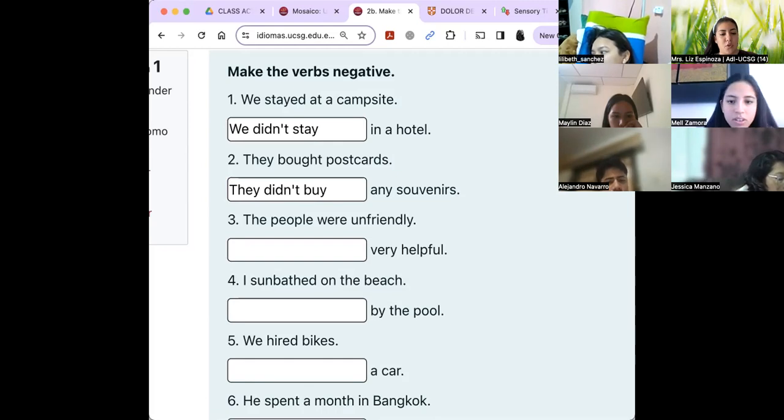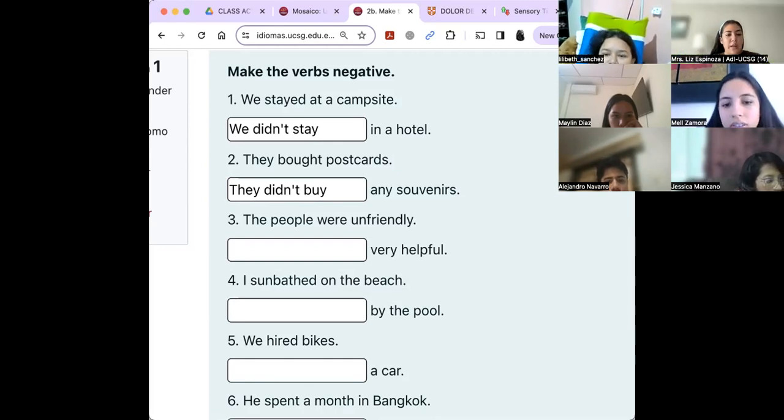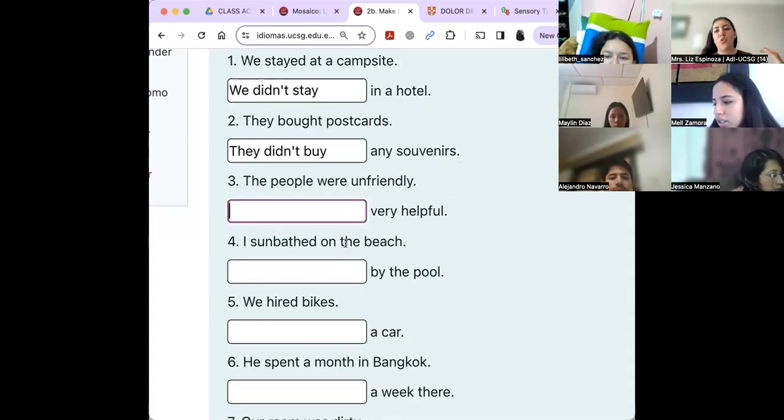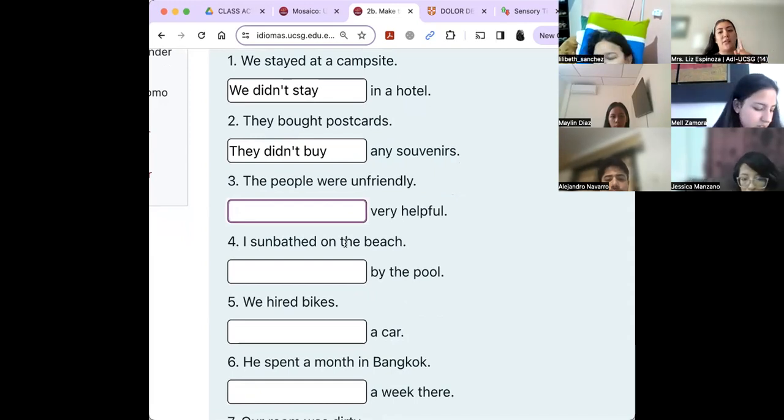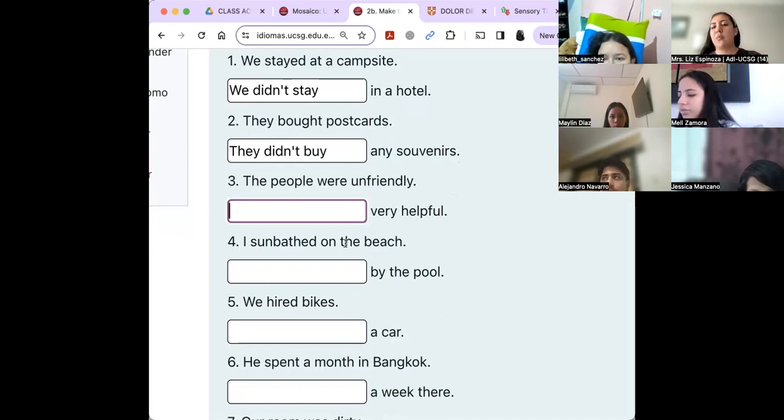Okay. So it says number 3. The people were unfriendly. In this case, listen, we have the past simple of the verb to be, right? And the verb to be is special, right? When you have the verb to be, you don't need auxiliaries. The verb to be has its own negative. Remember, always the verb to be is special. It's a special rule with the verb to be.